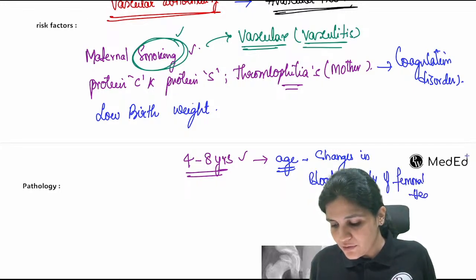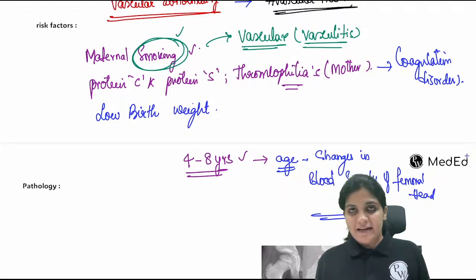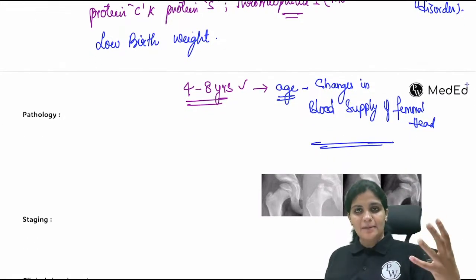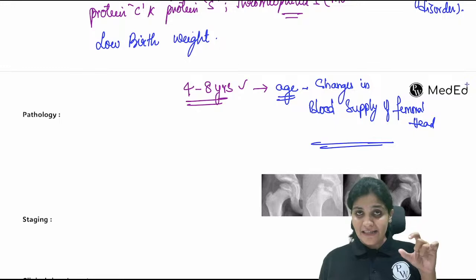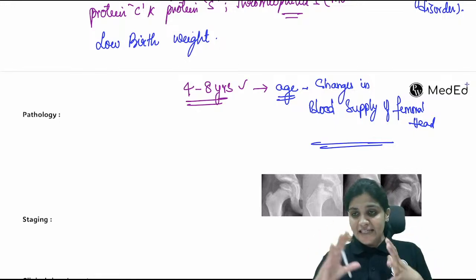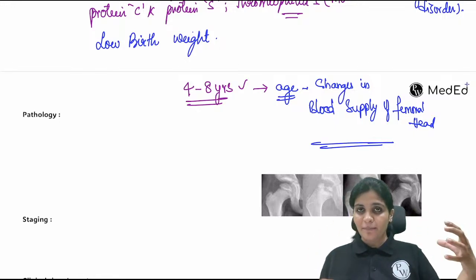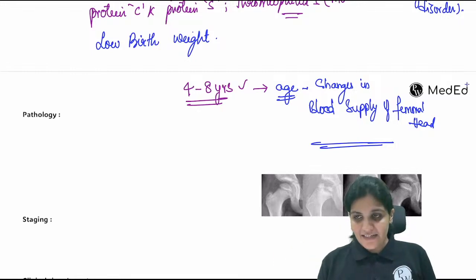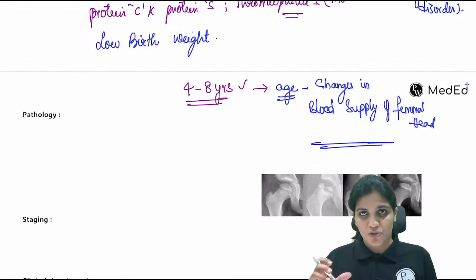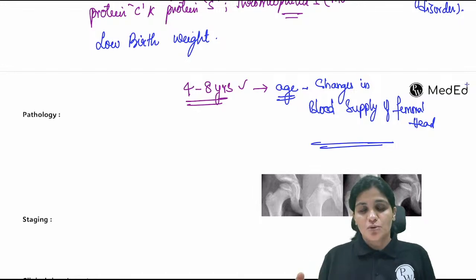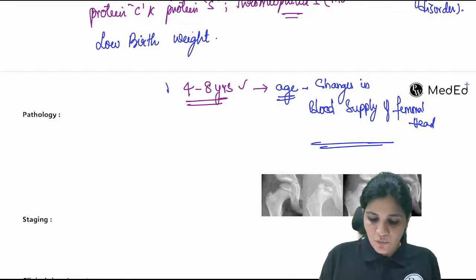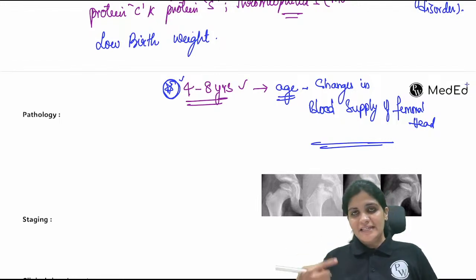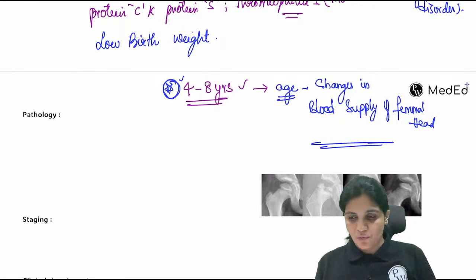So if you go back to the blood supply of the femoral head, it is mainly by the epiphyseal blood supply, and then you have the ligamentum teres, right? Because there are certain changes in the blood supply from one set of arteries to other arteries, especially during this particular age group, that is 4 to 8 years. So this is more frequently seen in this age, right? That is 4 to 8 years.